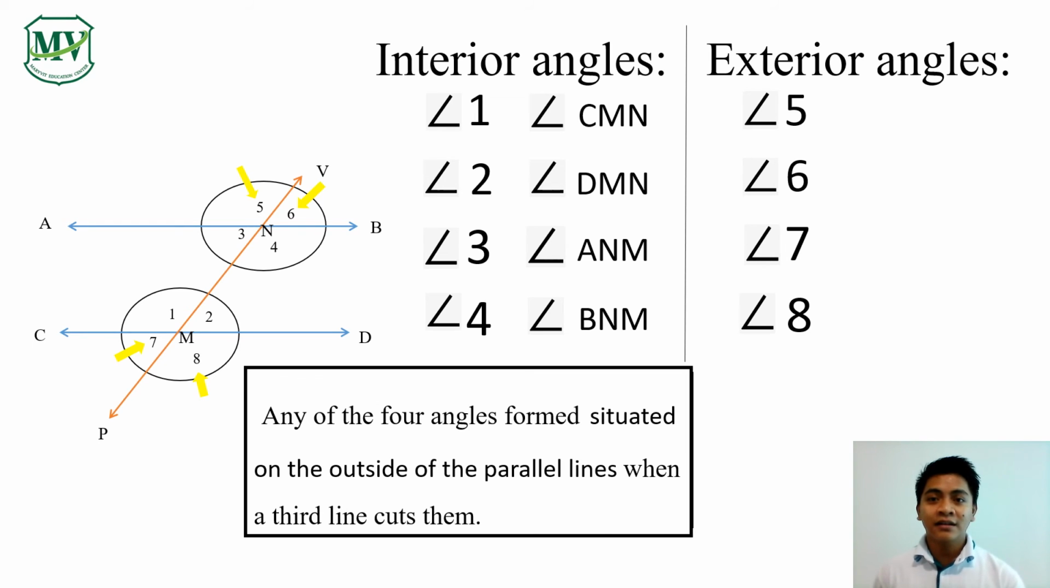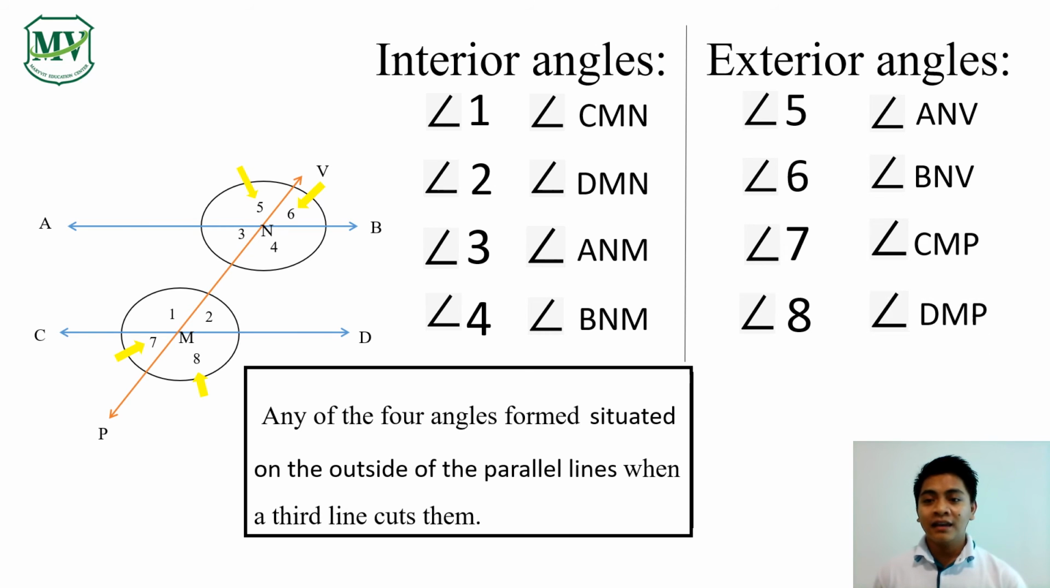Same with interior angles. We can name also these exterior angles using those letters. Angle 5 is also called angle A and V. Angle 6, angle B and V. Angle 7, angle C and P. And angle 8, angle D and P. Did you get it? Good job! Let's learn another one.